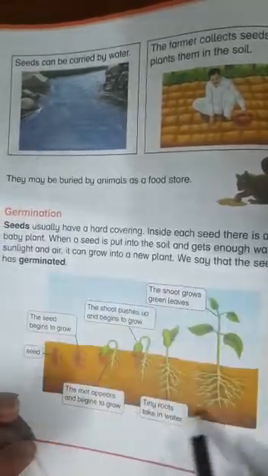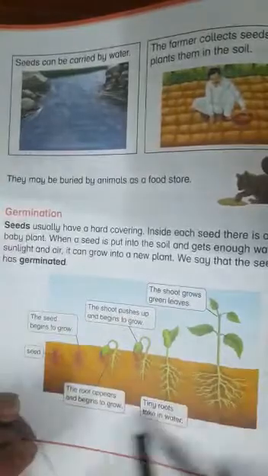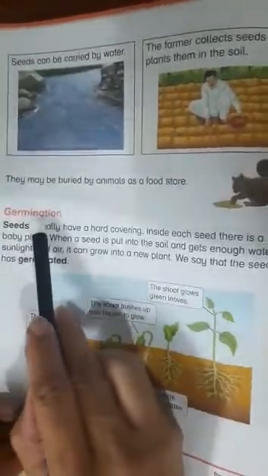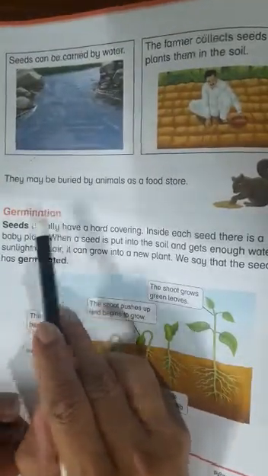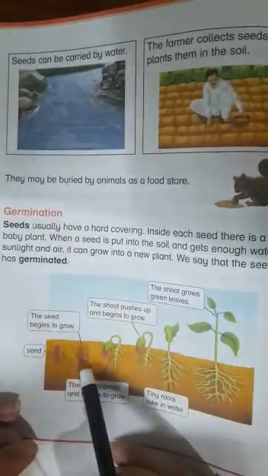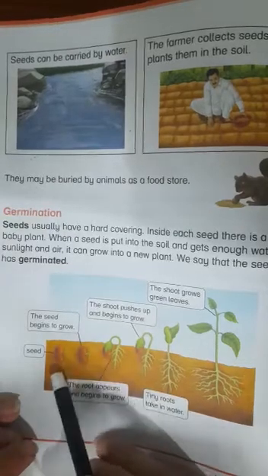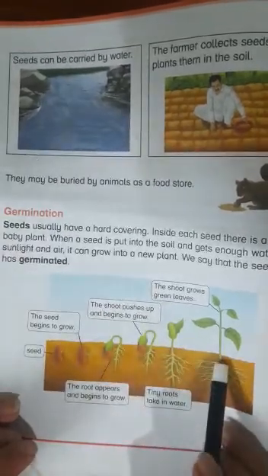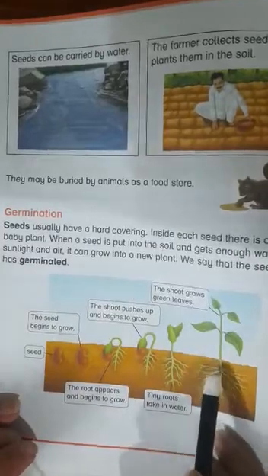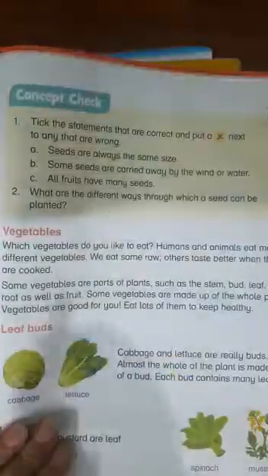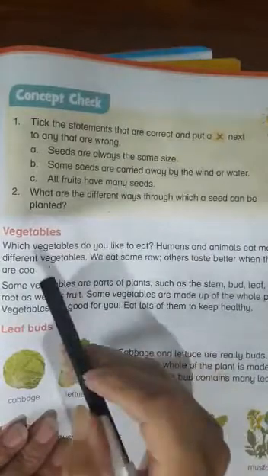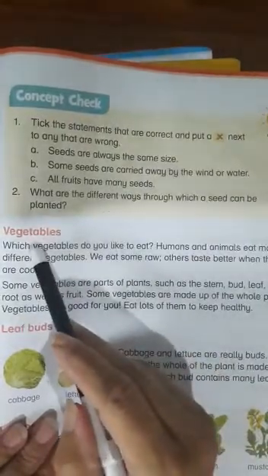All these stages, this whole process is called germination. You can say that the seed is germinated. Germination means all the steps involved from the seed to a grown-up plant. This is called germination. Now I have another topic, and that is the vegetables.